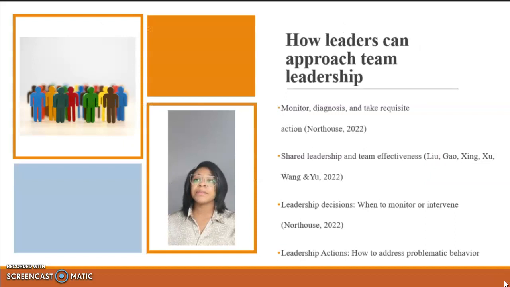The leader's focus in team leadership is to guide the team in accomplishing their goals by monitoring, diagnosing the team, and taking requisite action. The leader can approach this by knowing when to make decisions to increase team effectiveness, using an assessment strategy to conduct a diagnosis of the team, and taking action to fix any functionality obstacles if necessary.